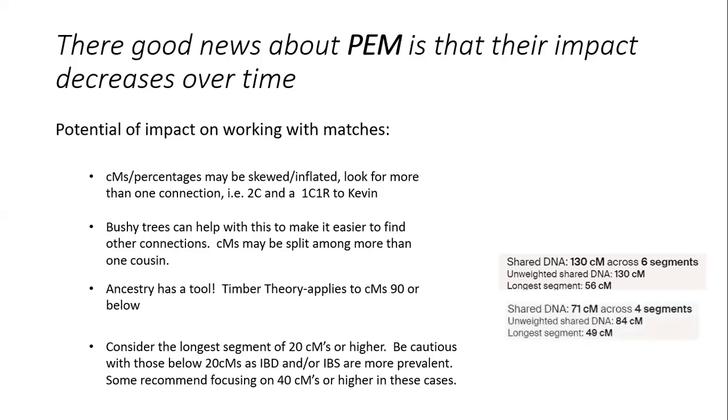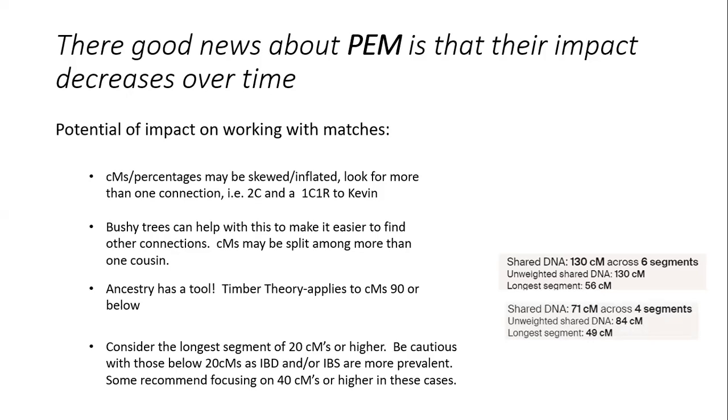So we look at the next example, 71 centimorgans across 4 segments of shared. Unweighted is 84 centimorgans. It's telling you that there's likely PEM going on. It's not going to necessarily tell you who or where, but it's letting you know that you need to be aware of this. Okay?